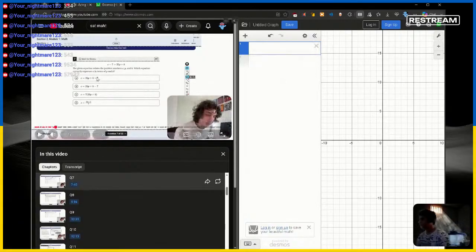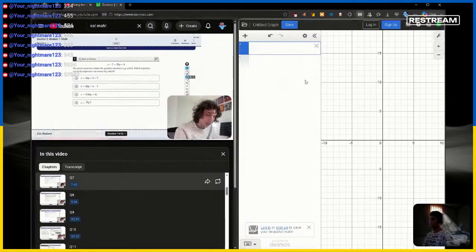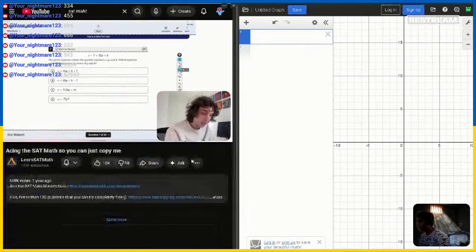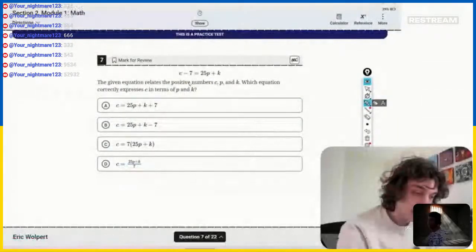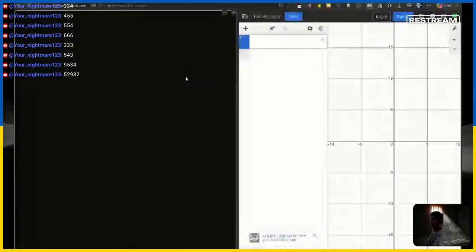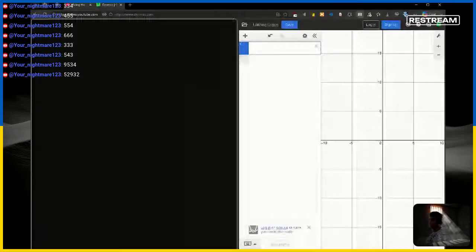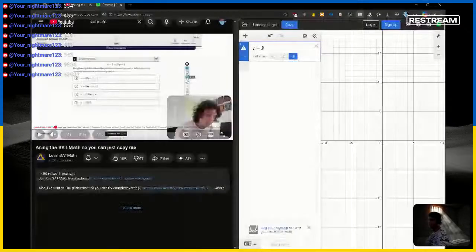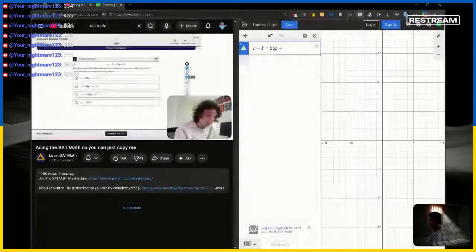Problem number 7. The given equation relates the positive numbers C, P, and K. Which equation correctly expresses C in terms of P and K? So if I do, I can't really see what it says. Okay, alright, I get it. C minus K equals 25P plus K.